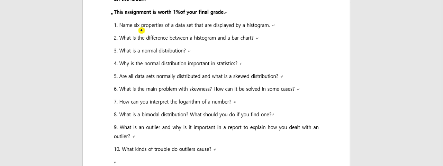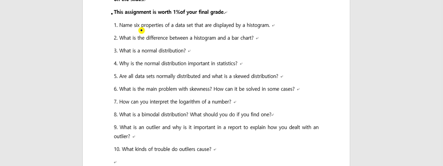What is an outlier, and why is it important in a report to explain how you dealt with an outlier? An outlier is a number that doesn't belong, whether because it is large enough or low enough, or because it was a mistake. We have to either remove it or ignore it, and we have to deal with it in a report by writing that we removed it because it was causing trouble, or that we cannot measure accurately, and that's the reason why we remove it or ignore it. And again, what kinds of trouble do outliers cause? They cause skewness in the data, as simple as that.